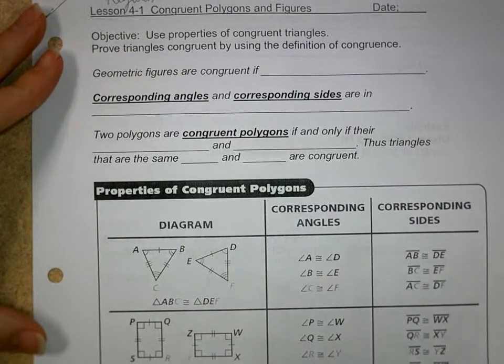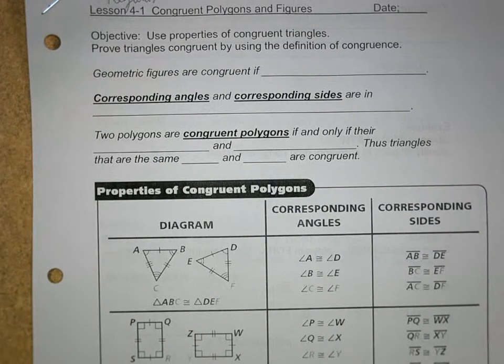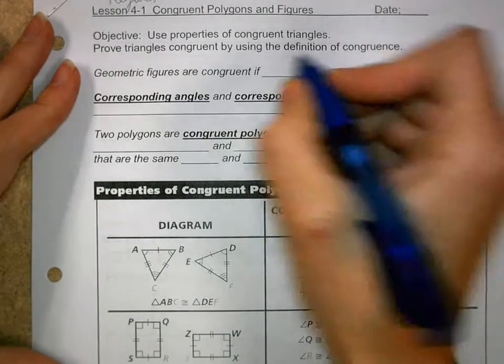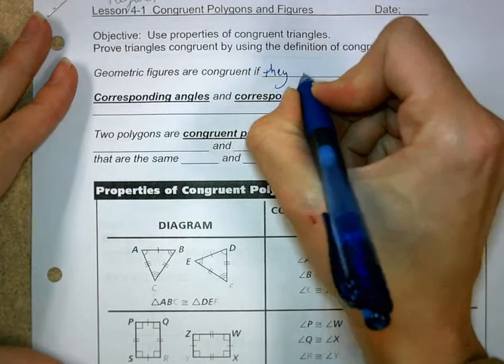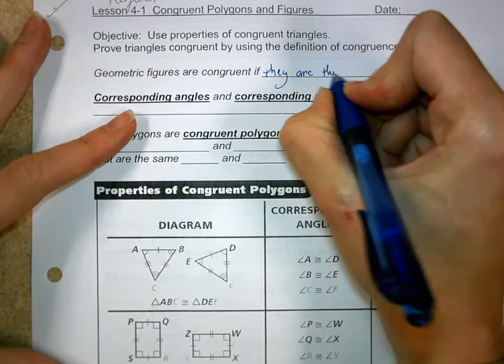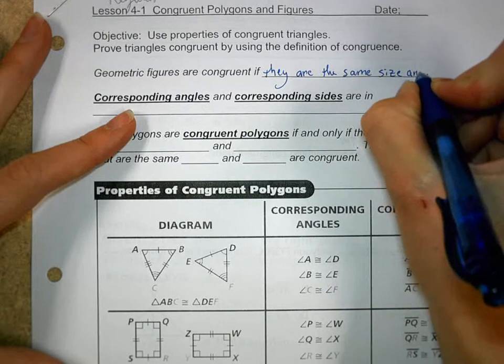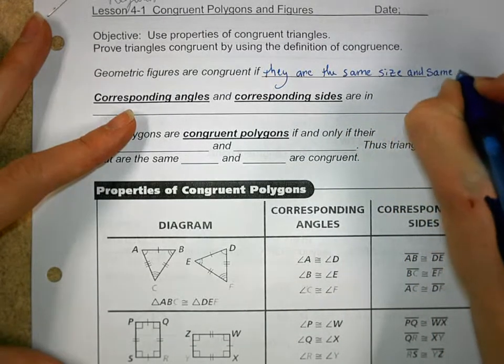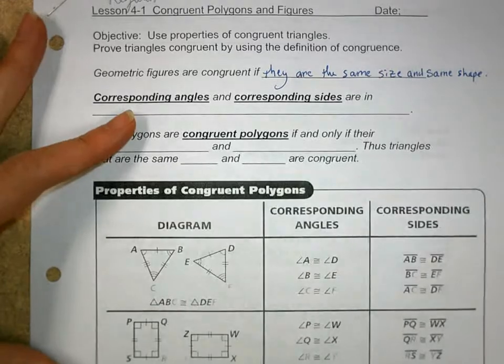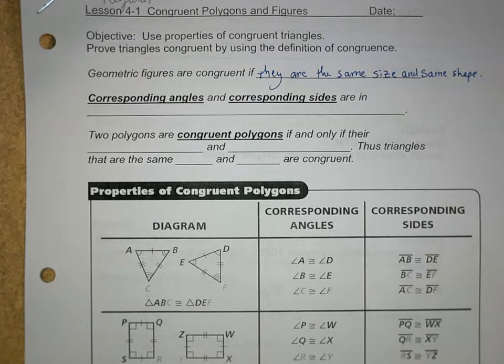When I asked you for congruent angles, you knew those are angles of the same measure. If I talked about congruent segments, that's segments of the same measure. We always had the same size and the same shape. So we know geometric figures are congruent if they are the same size and same shape. So same size, same shape. That's why we talked about congruency.